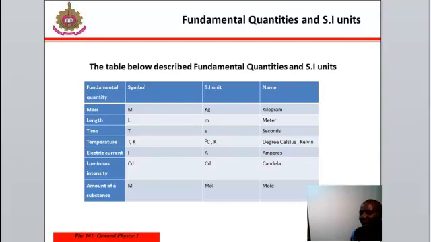Temperature, we can use capital T, or you can use K. The capital T represents degrees Celsius. Then Kelvin, degree Celsius or Kelvin. Electric current, capital I, and is named ampere. Luminous intensity is measured in candela, while the amount of substance is measured in mole.